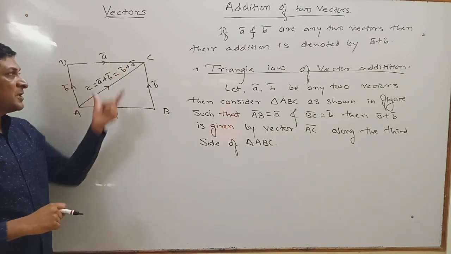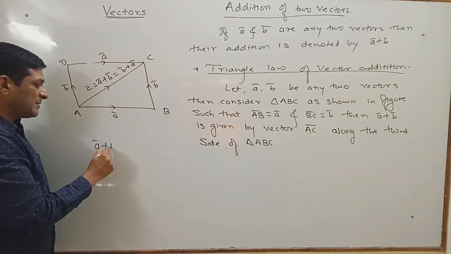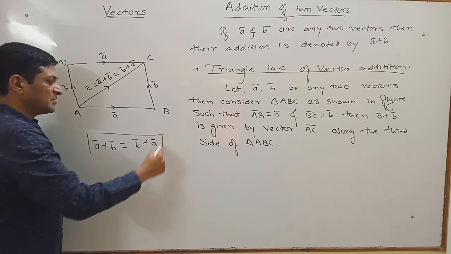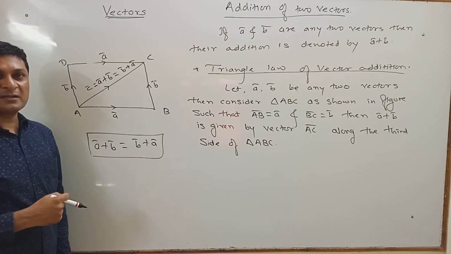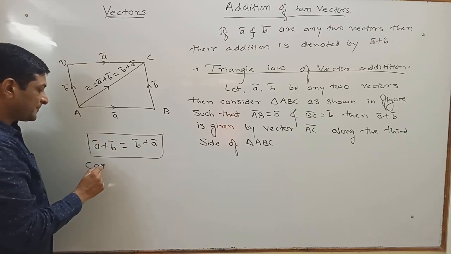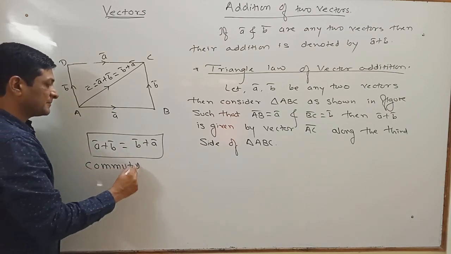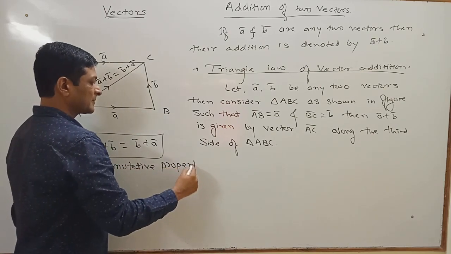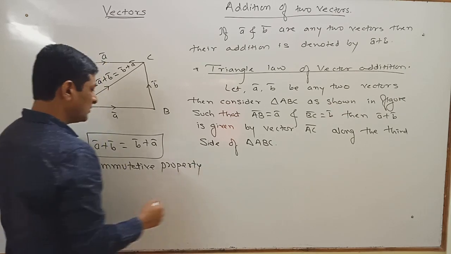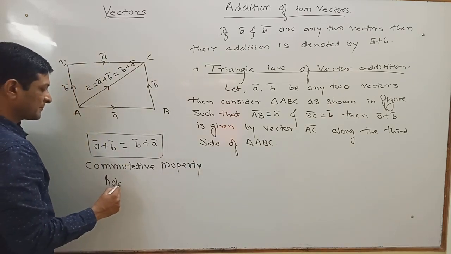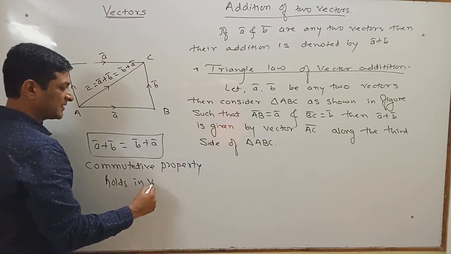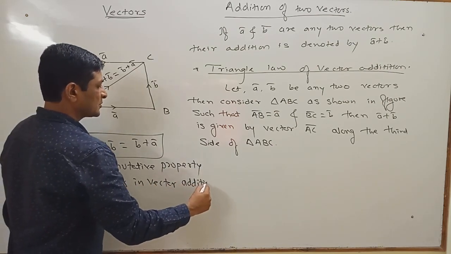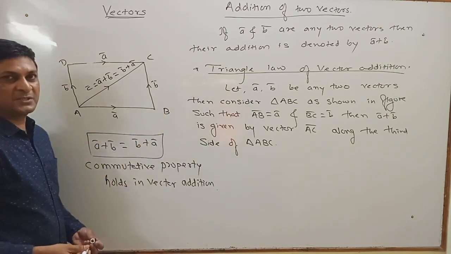So what result have we got here? A bar plus B bar will be equal to B bar plus A bar, and we know that if this condition is satisfied, then we can say that the commutative property holds in vector addition. So I hope the triangle law of vector addition is clear to you.